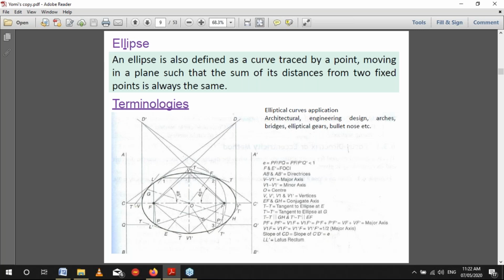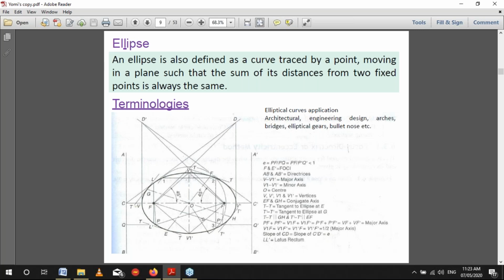So step 5, from all points of the inner circle, draw horizontal lines to intersect those vertical lines. Draw horizontal lines from all points of the inner circle to intersect the vertical lines.